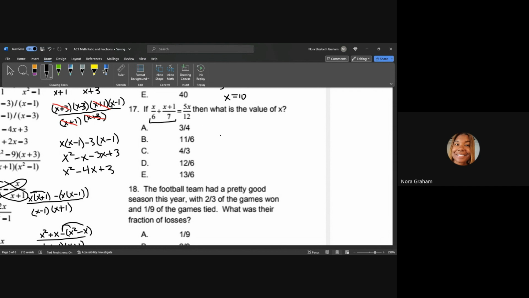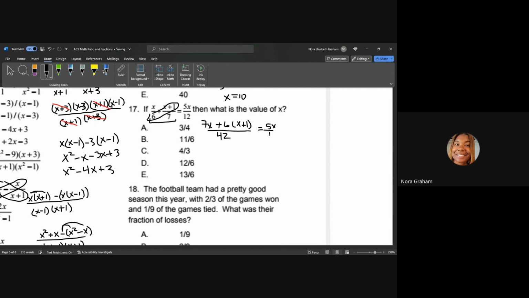So 6 times 7, that's going to be 42. Then I can cross multiply, right? So 6 times x plus 1 in my denominator. All right. And we're going to be adding these. And then I cross multiply again. I get 7x. And this is equal to, that's just what's on the other side, 5x over 12. We're not touching that yet.